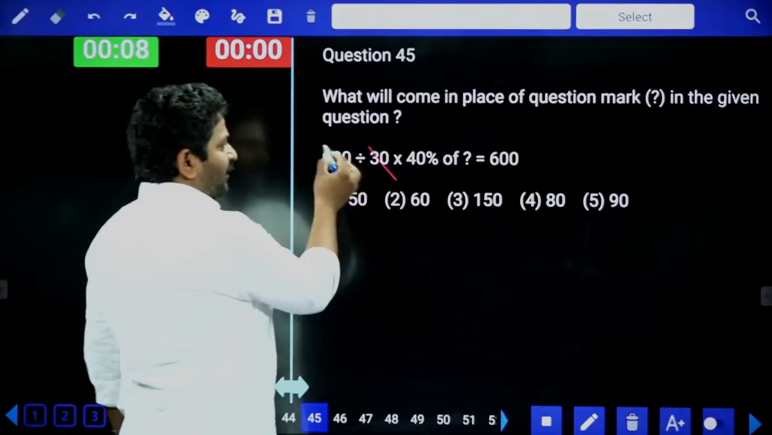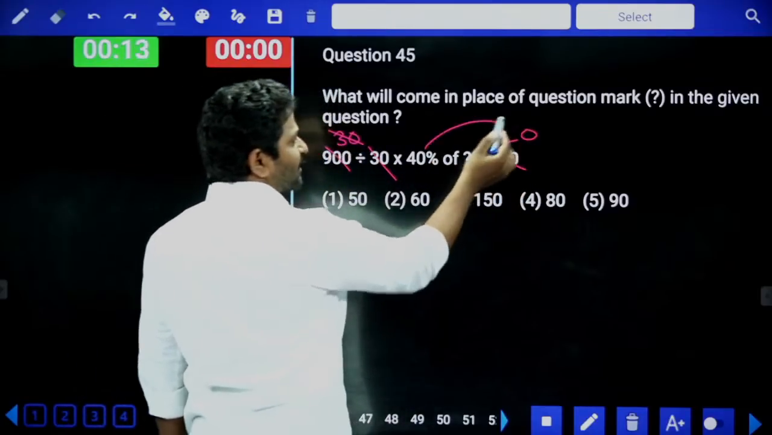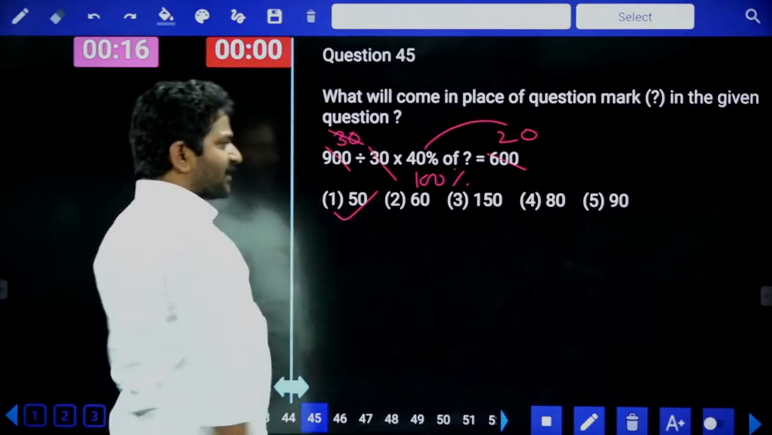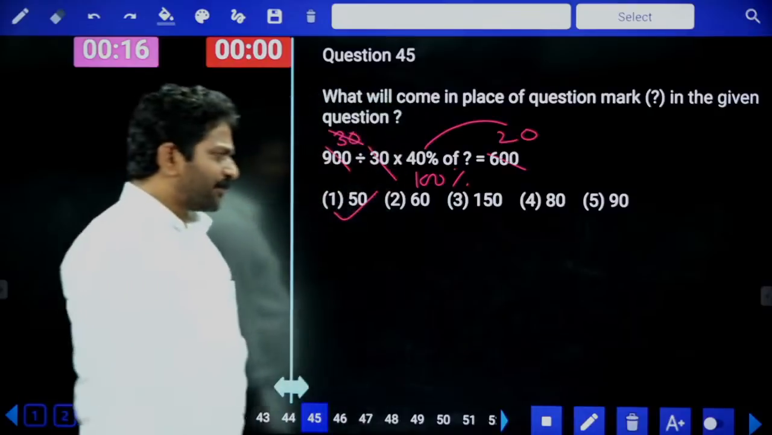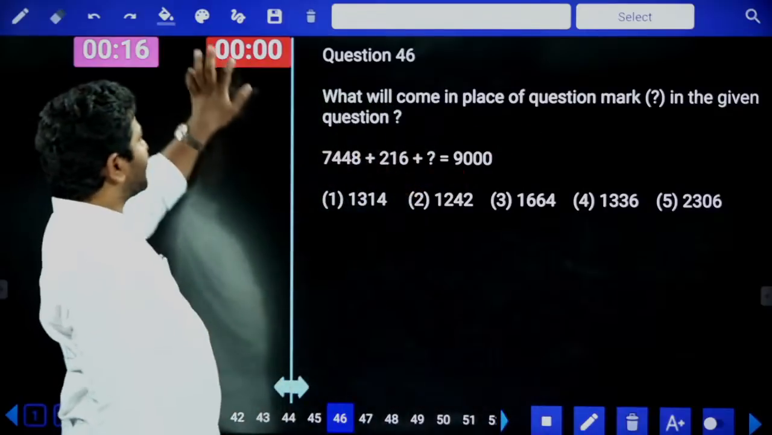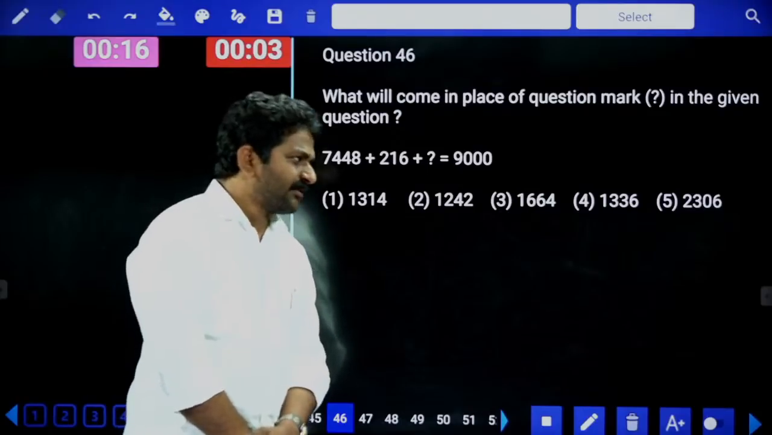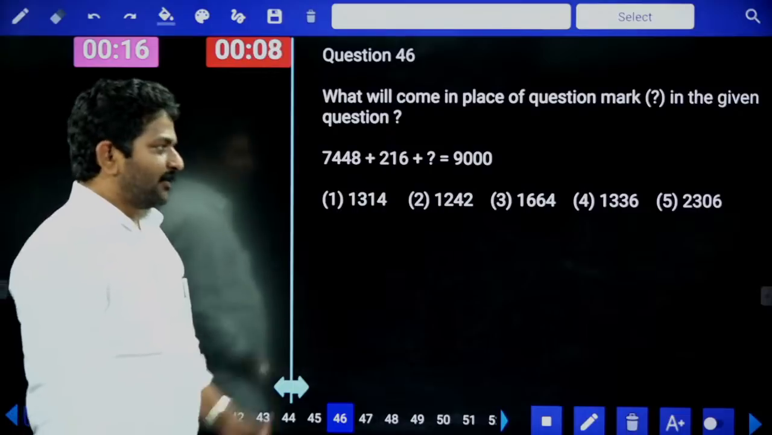Yes. This is 30 times 30, 20 times. 40 percentage is 20. 100 percentage must be equal to 50. First option, final answer. Yes. Next question. Yeah, somebody said 7:59. So we'll add 8 minutes to our faculty timer.